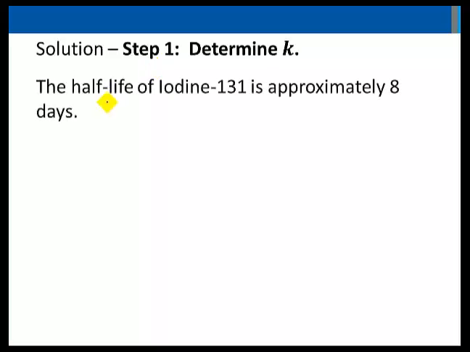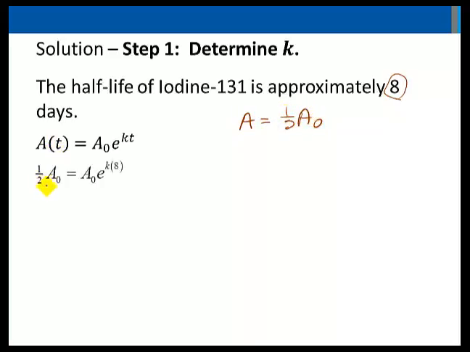The solution to our problem, step 1, is to determine k using the half-life. The half-life here is approximately 8 days. I will use my formula A equals A naught times e raised to the power kt, and note that at the half-life of 8 days, the amount that we have is going to be equal to 1/2 the amount we started with. So A is going to equal 1/2 A naught. I'll plug in 8 for t, and I have 1/2 A naught equals A naught times e raised to the k times 8.